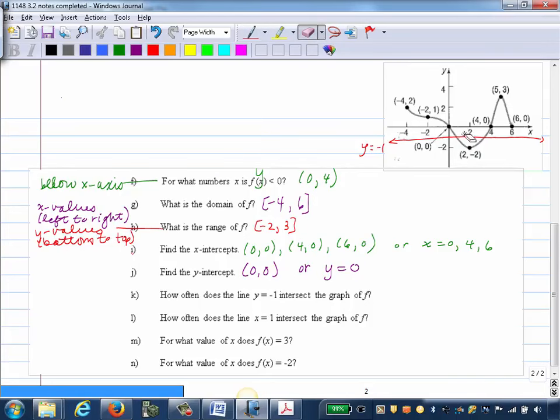So I'm going to just approximate that line, y equals -1. And I can see it would hit the graph twice. It would hit it somewhere right around here and here. So my answer then, how often does it intersect? It intersects twice.